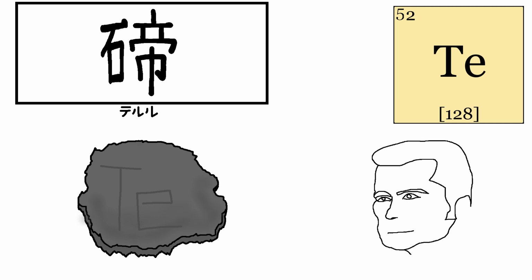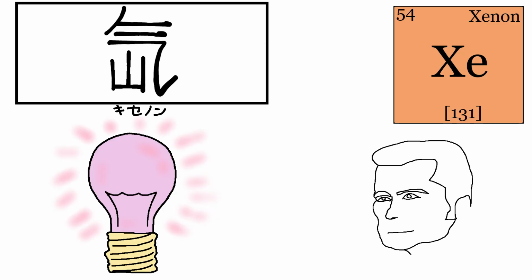Tellurium is written like this. In Japanese, there's an extra r in tellurium, so it's teruru. Don't forget. And also, because it's apparently not totally a metal, it uses this radical because it's like 60% rock. Xenon is written like this. Not a single Japanese person knows how to pronounce this, so we just resort to calling it kisenon.